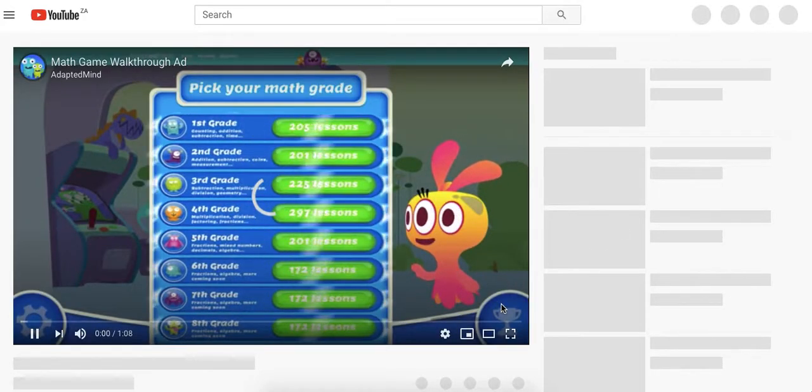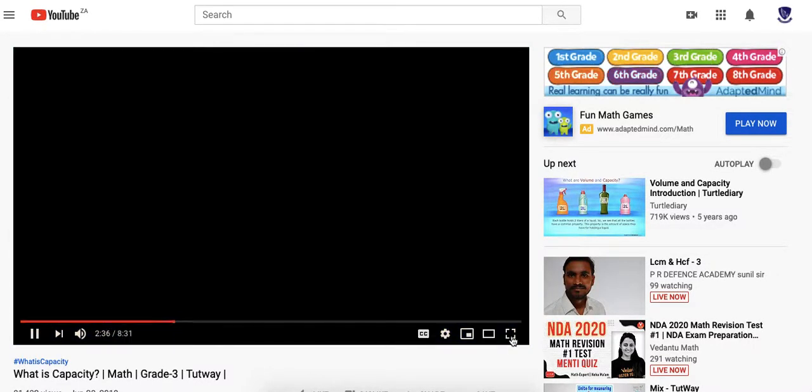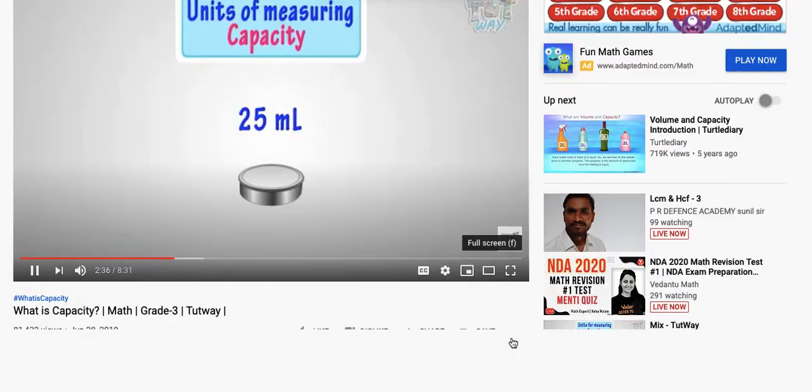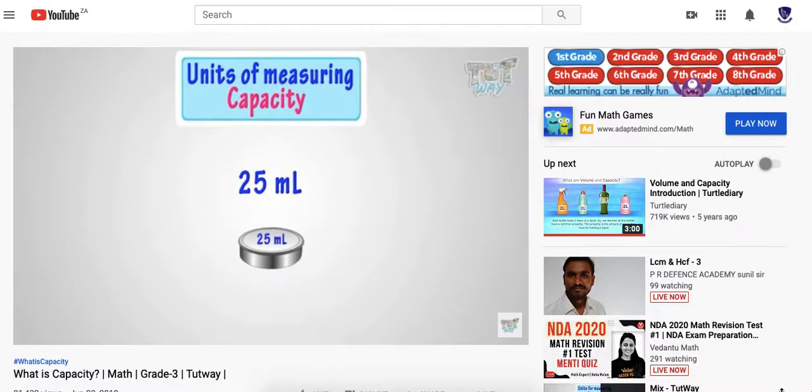Whoa, Adapted Mind Math! Come explore the site with me. I'm in first. 25 milliliters of water. So, its capacity is 25 milliliters.